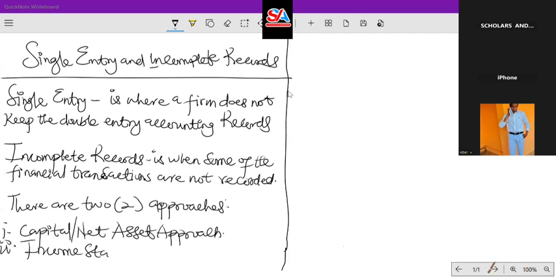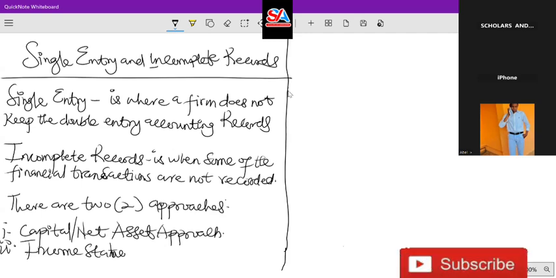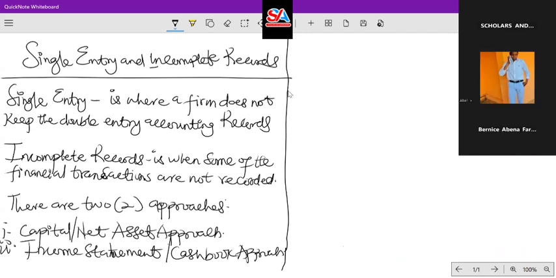So the income statement approach, or the cash book approach. These are the two approaches: the capital or the net asset approach, and the income statement or the cash book approach, right? So let's take them one by one. The capital or the net asset approach.